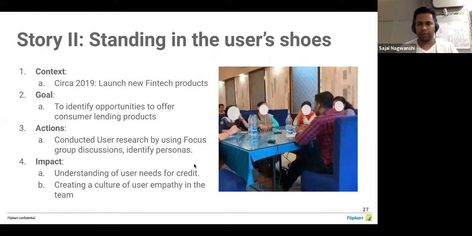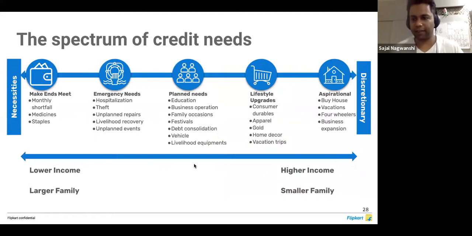So coming to the first part, which is to understand the spectrum of credit needs. I'll not go into much detail, but just to highlight that, again, here also we saw extremes of credit needs, right from bare necessities to more discretionary needs. And because we met so many different people from 2 different cities, they talked about different instances of why they borrowed money. We categorized that into 5 different categories. That led us to identify a few things.